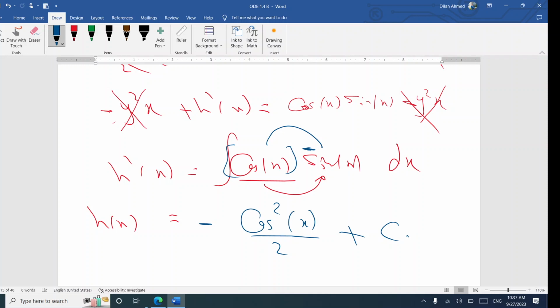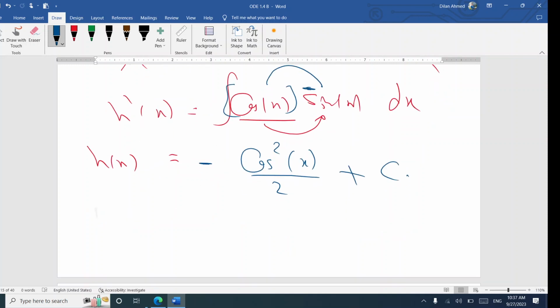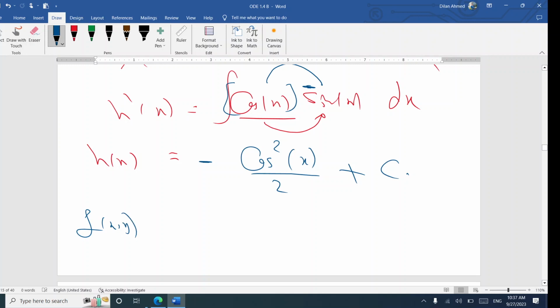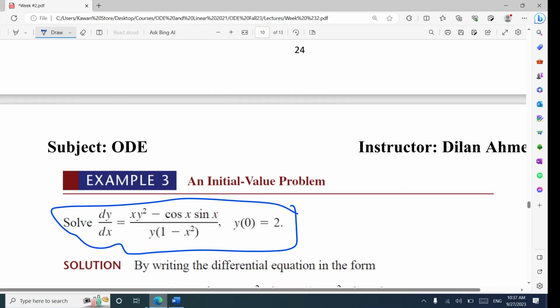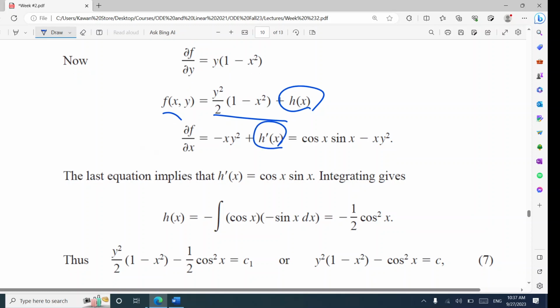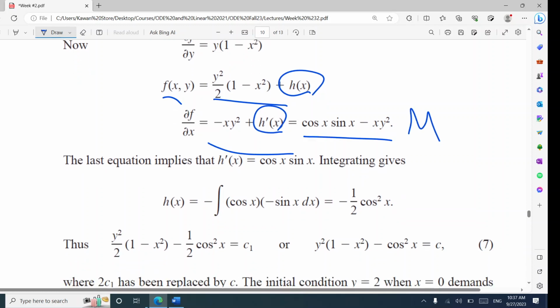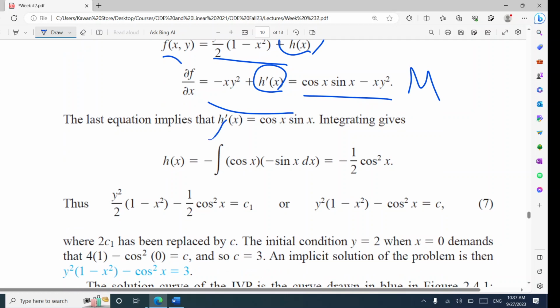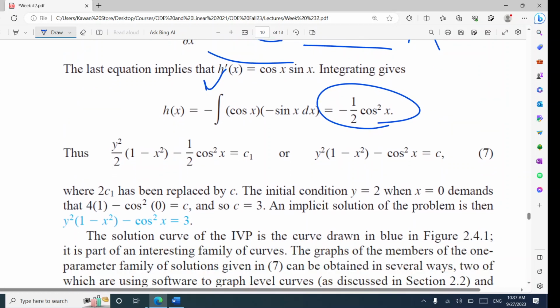Now we put h in equation number 4 and you will get the result. We got it. So f of x, y is equal to something, and put the h here. Look at here. Here's the example. Here's f of x, y with h. Here's h prime. Here's the equalization to m. Here's the integral of h prime. Now we put it in step number 4, and you will get that one.